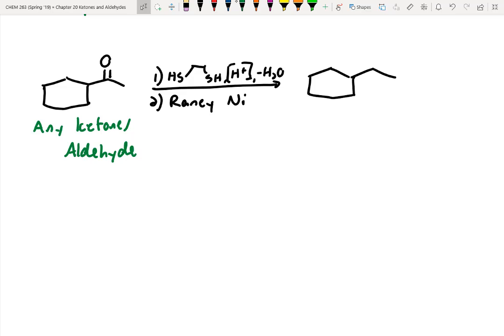All right, so this one we don't have any sort of crazy strong acids or bases to get it to go. It'll work with any aldehyde or ketone. What's the one potential logistical drawback? I mentioned it previously. It's super stinky.